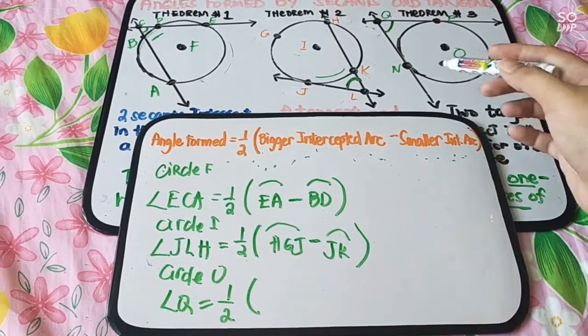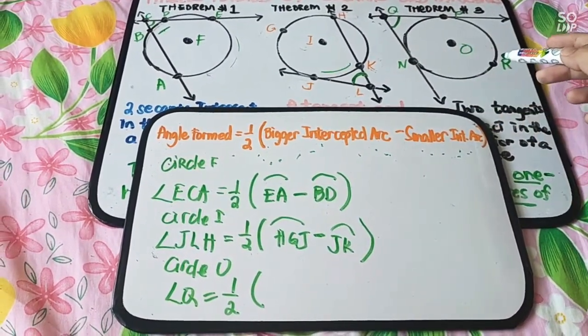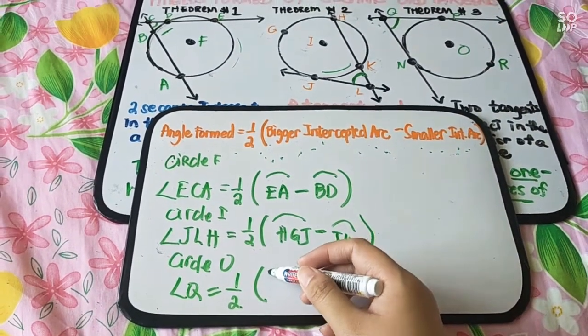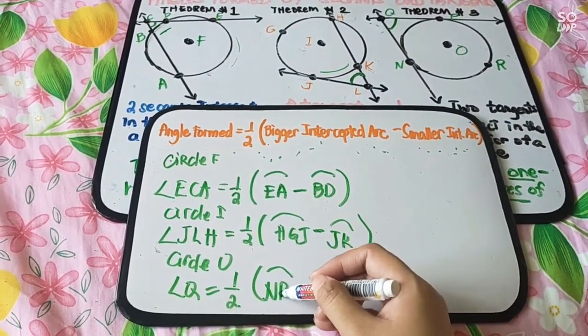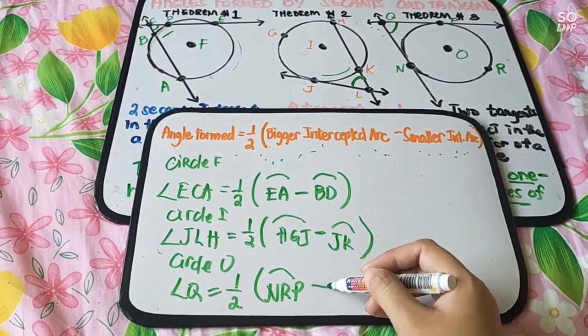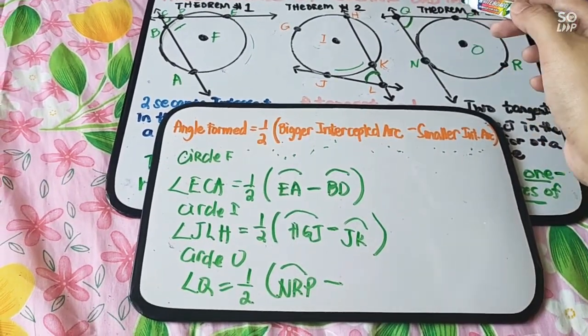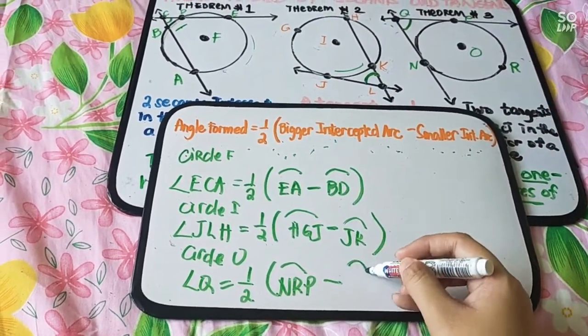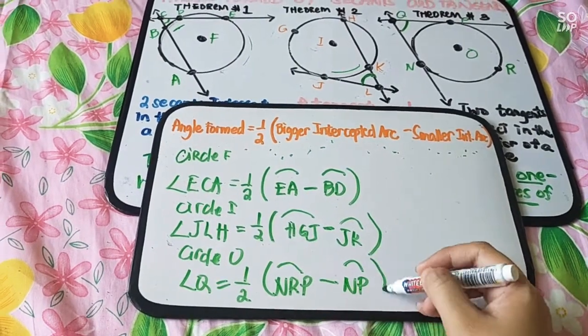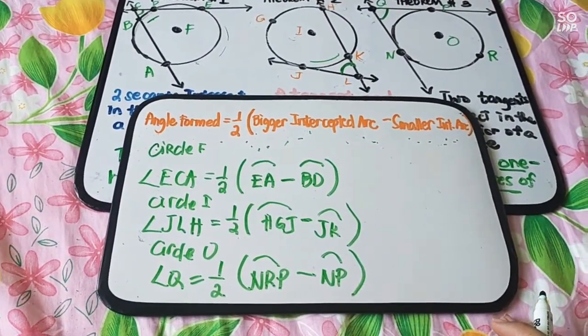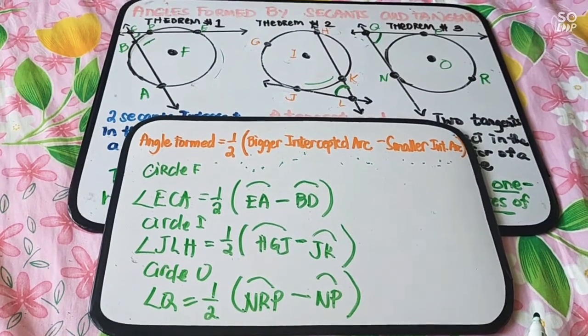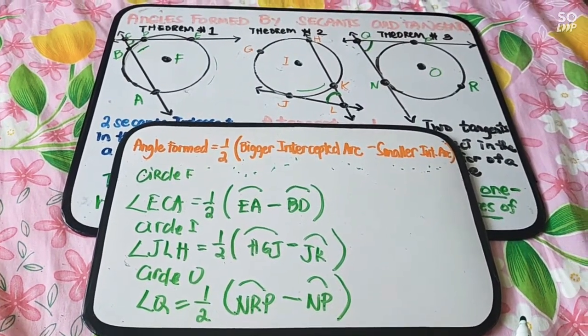What's our bigger? We have arc NRP minus the smaller, which is arc NP. So, that's your formula. Is it clear? So, that is the first three theorems.